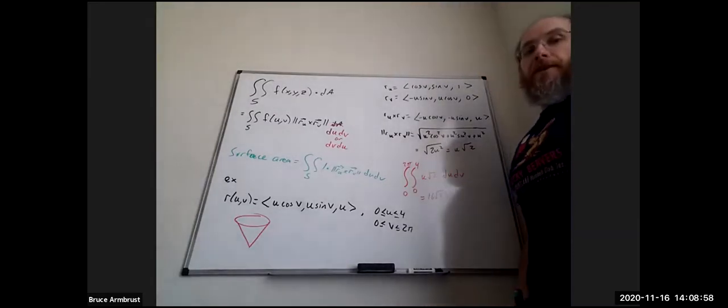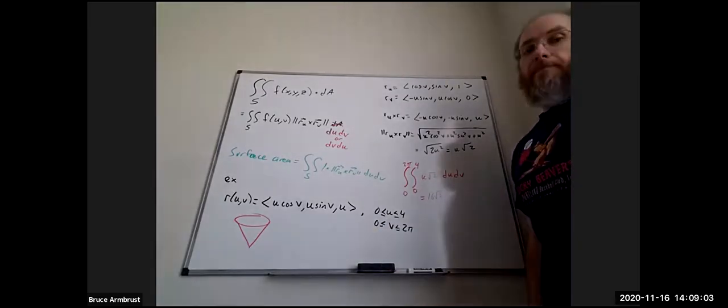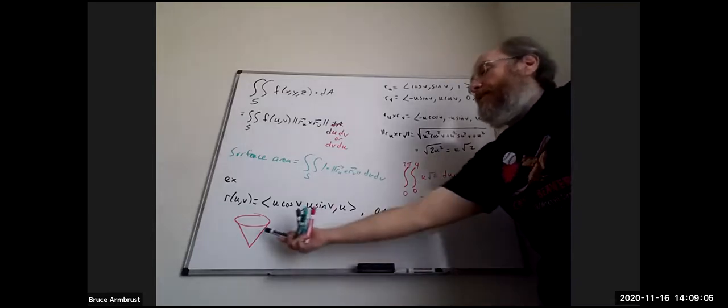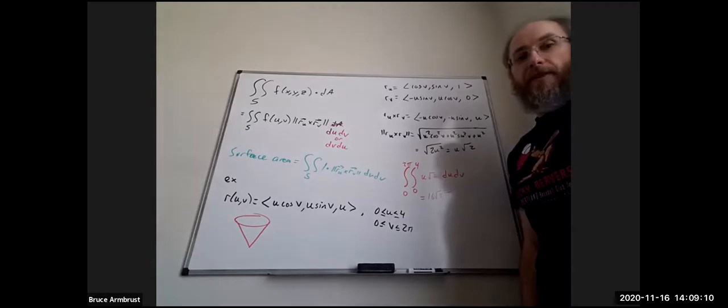All right, so there you go. There's the surface area of this cone. And when I'm talking about surface area of the cone, I'm talking about the side, not the top, because the top doesn't actually exist. There is no surface there.